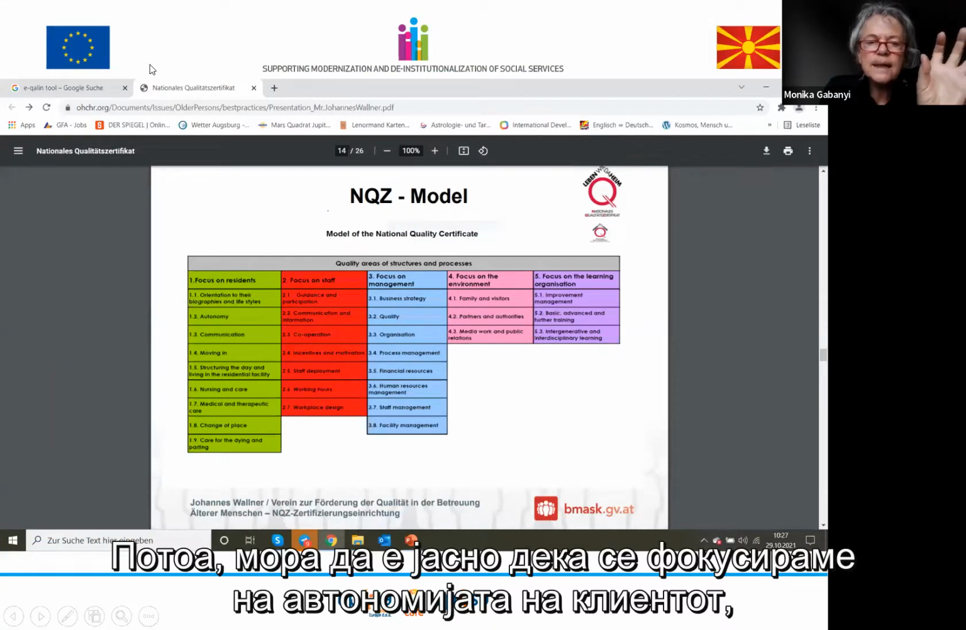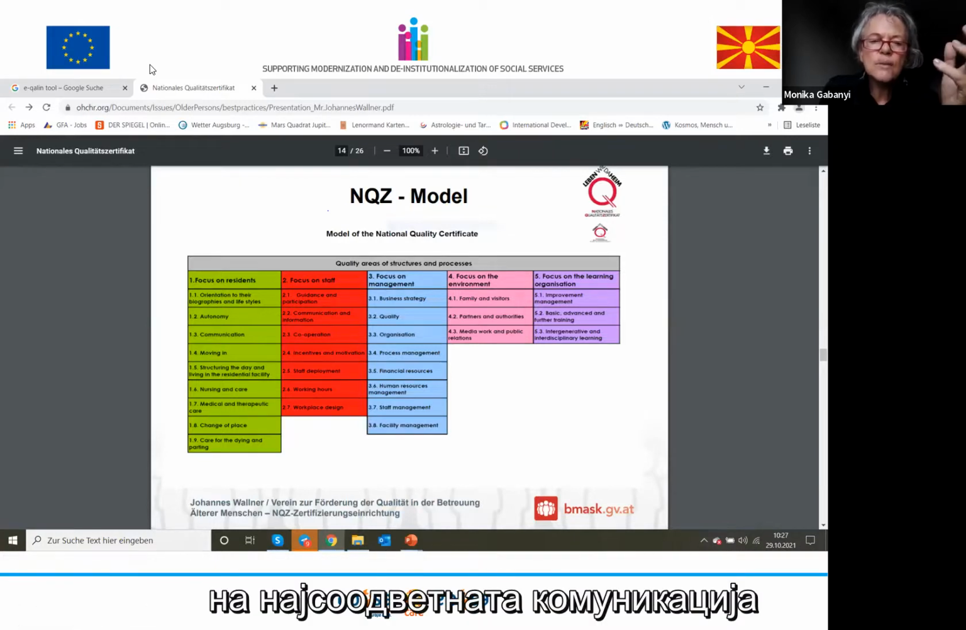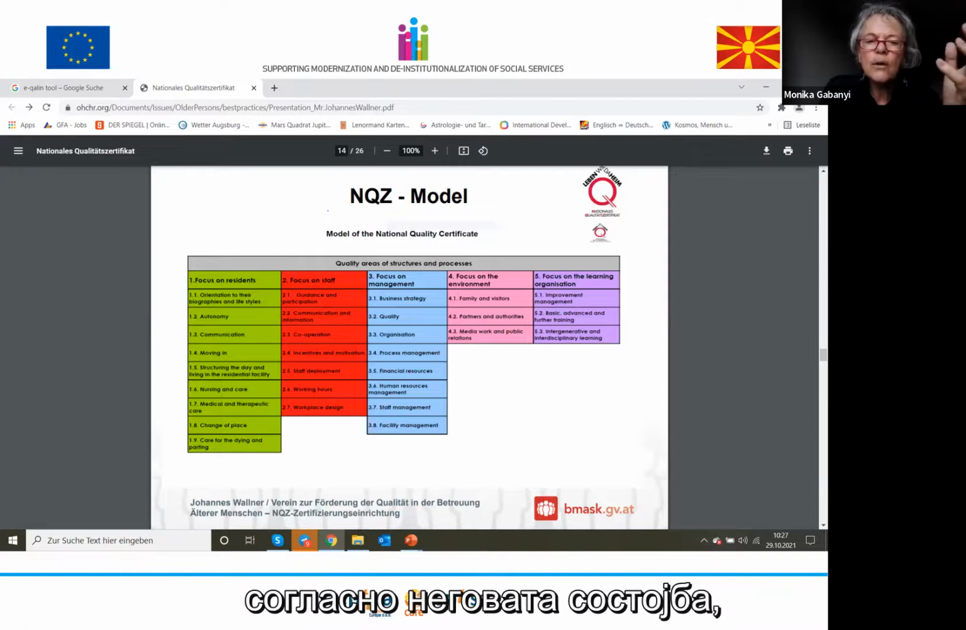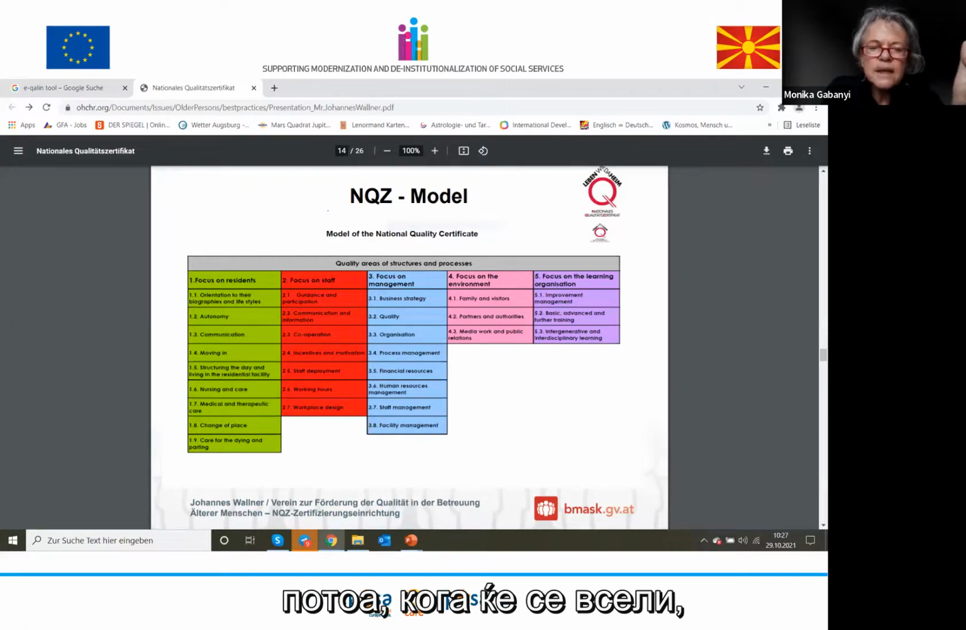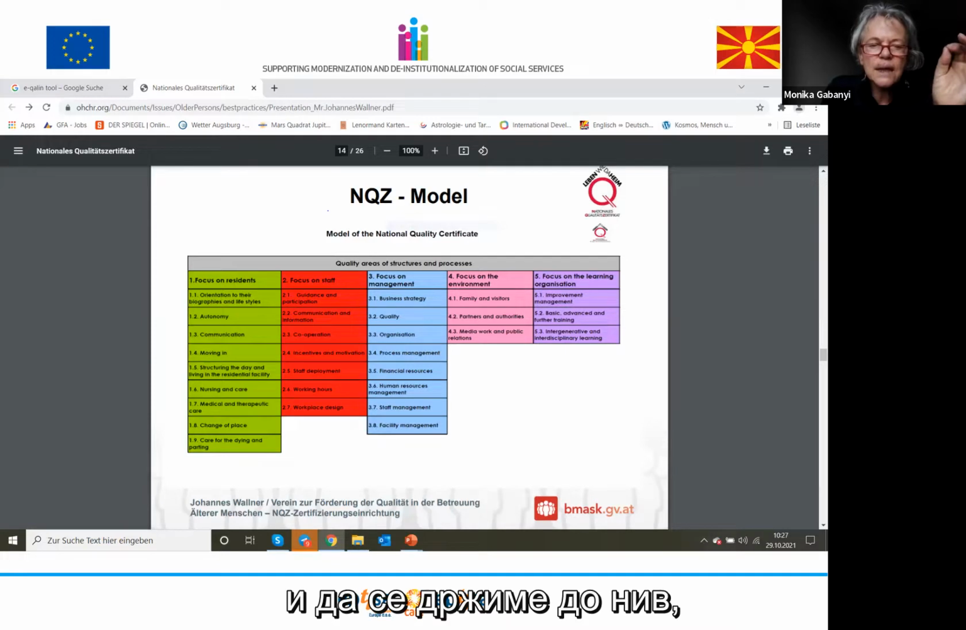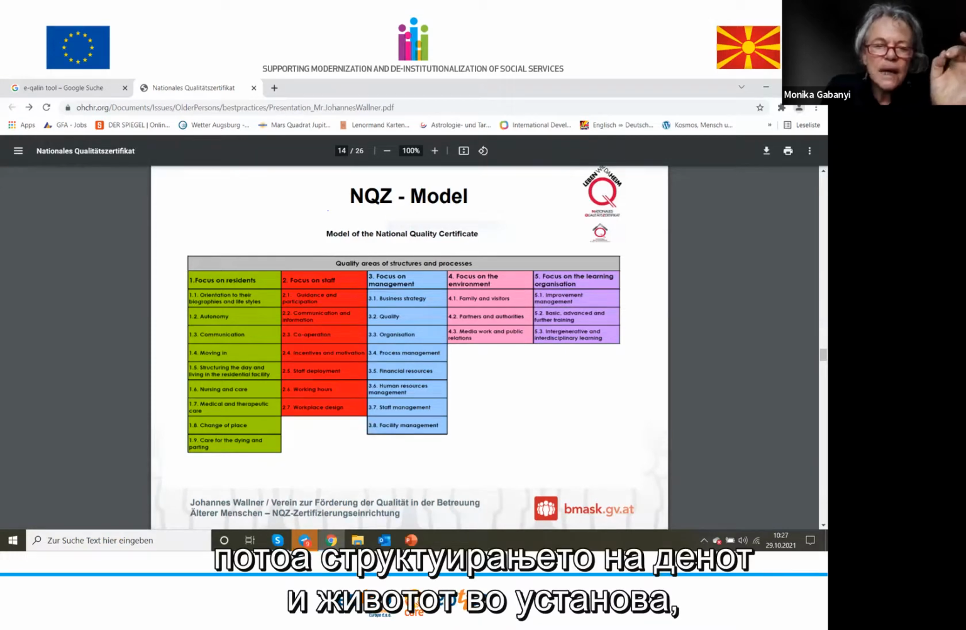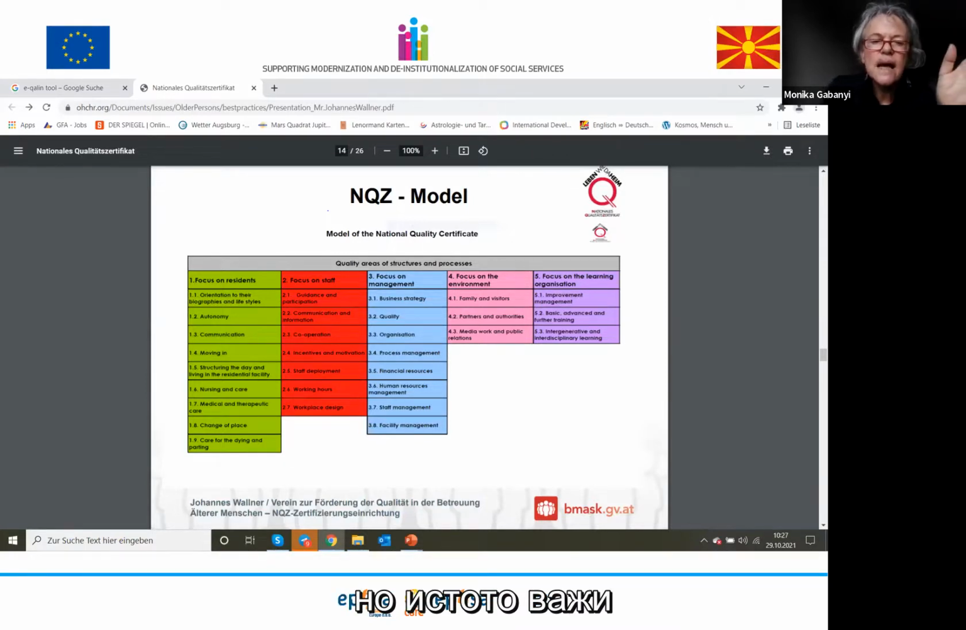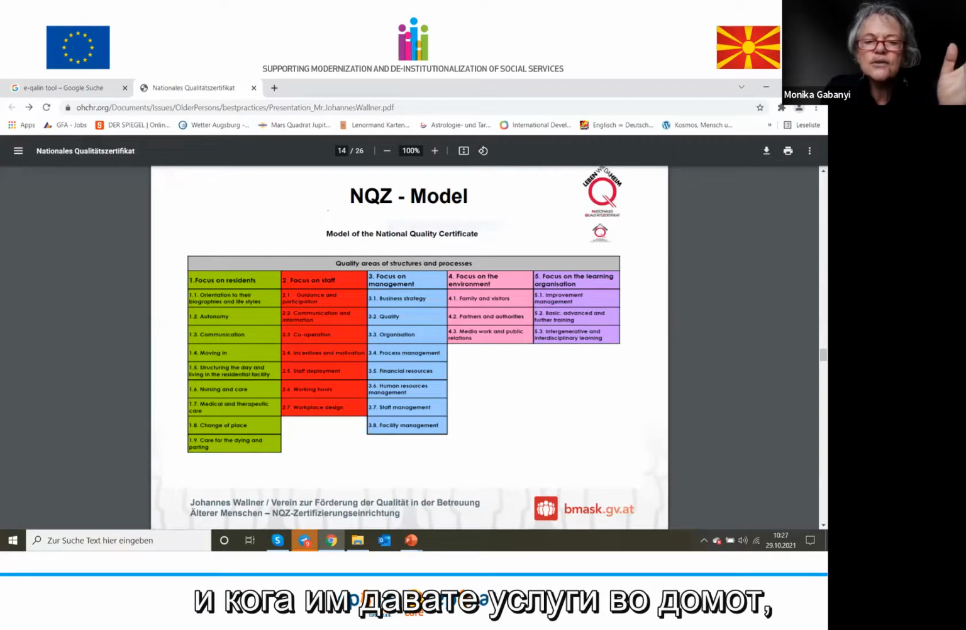Then it has to be clear, we focus on the autonomy of the client, the good and most appropriate communication according to their condition. Then when they move in, that we know everything, or the most important things, about this person, and that we stick to that. Then the structuring of the day and living in a residential facility, but the same applies when they are served at home by you as a service provider.